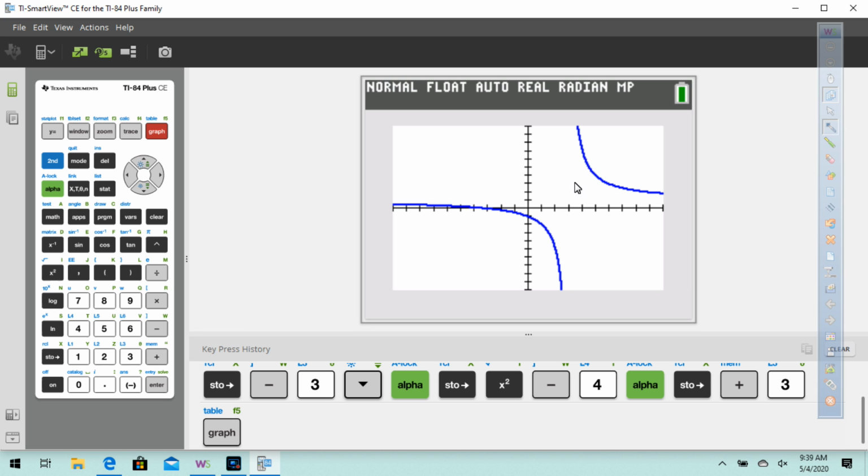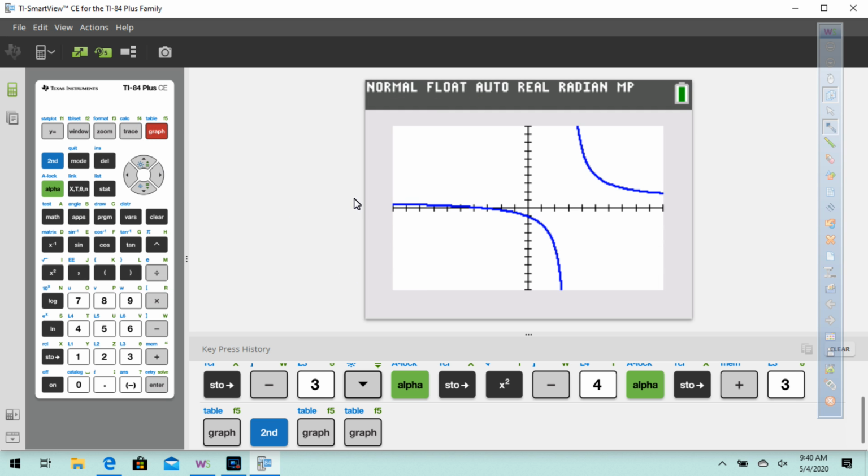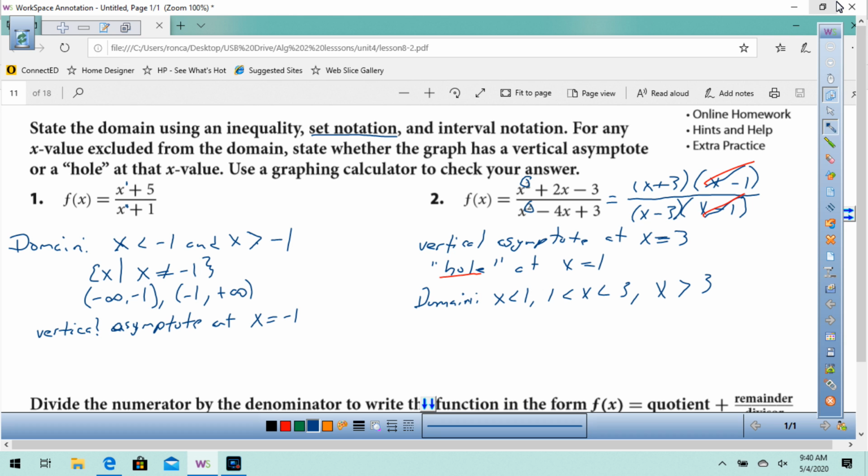When you look at the graph, you think you only got the one here at 3. But if you go to your table, you notice 1 has an error. And notice between 2 and 4, it goes from being -5 to being +7. So that's why looking at the graph, you can't tell it. But at 1, there is a hole in the graph. All right, I'm going to close the 84.